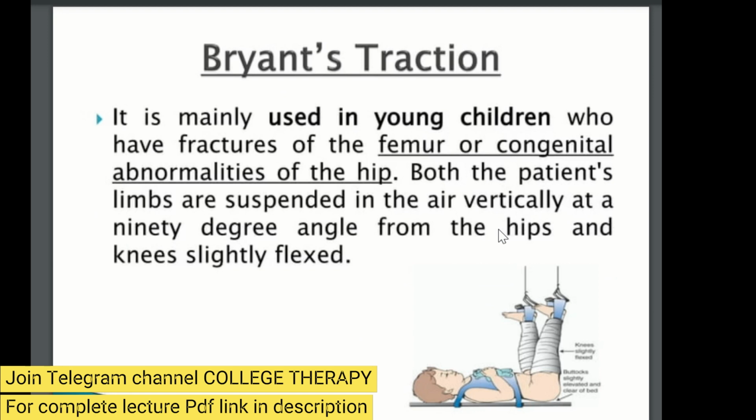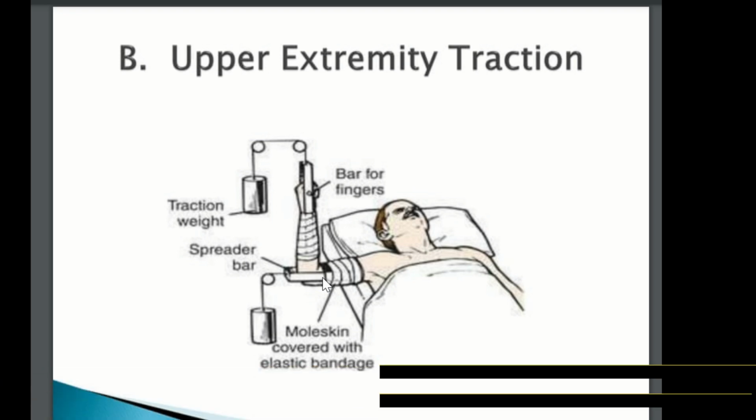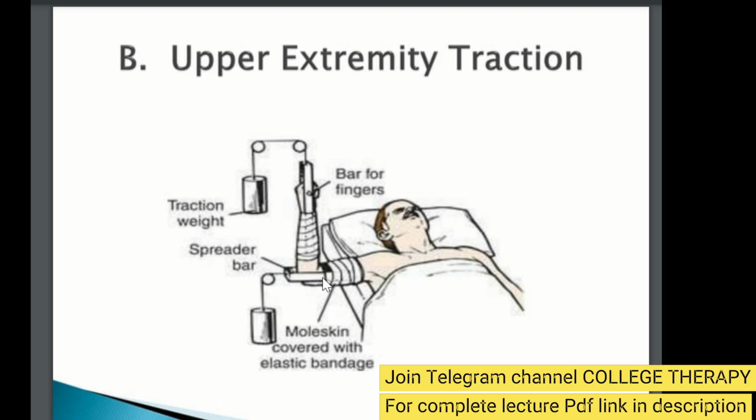French traction. It is mainly used in young children who have fracture of the femur and congenital abnormality of the hip. Both of the patient's limbs are suspended in the air vertically at a 90-degree angle from the hip, with the knee slightly flexed. These are all the lower extremity tractions we discussed previously.